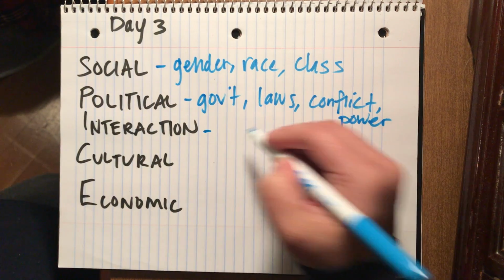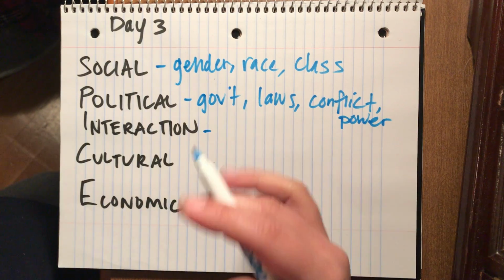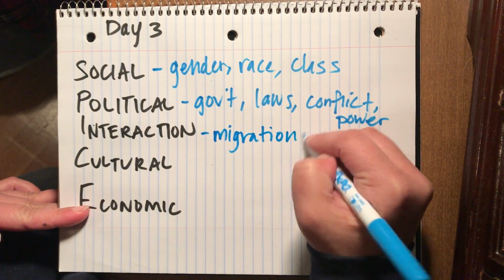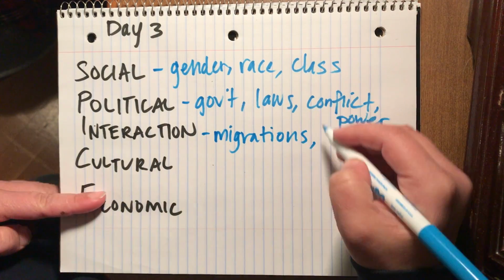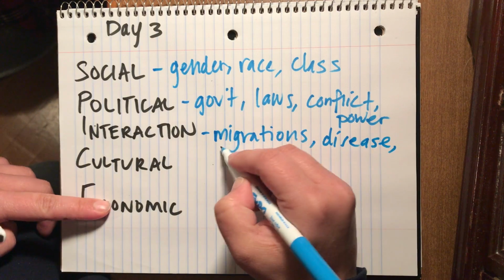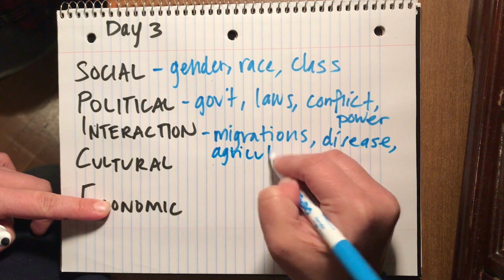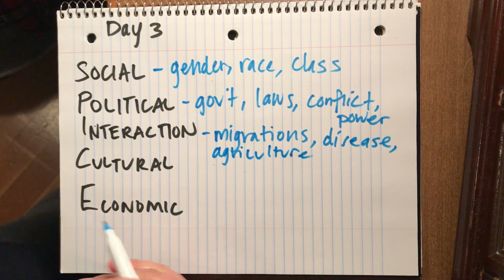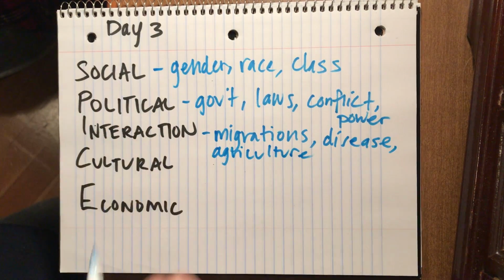And then interaction, ways that humans are interacting with their environment. So something like migrations or disease, or things like agriculture. If we're seeing them extract materials from the environment, that would be a form of interaction.